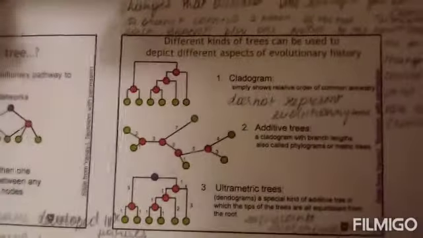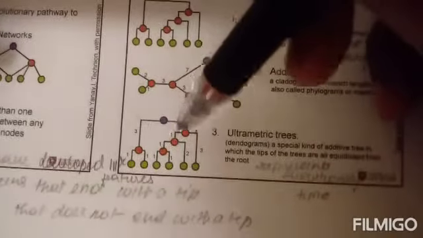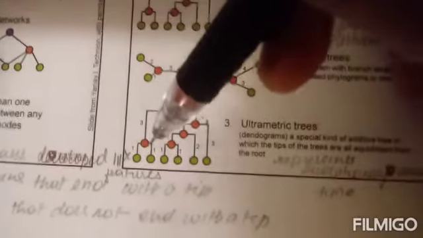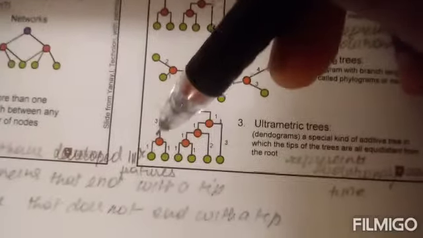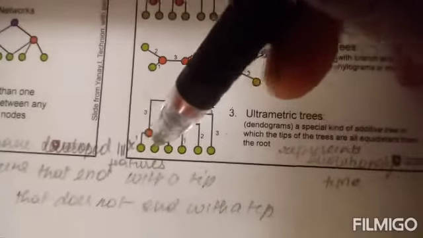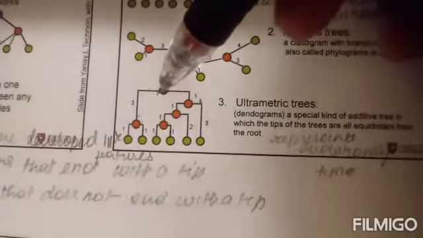So what I'm trying to say is that an ultrametric tree is a special kind of additive tree in which the tips of the tree are all equidistant to the root. The tips are equidistant to the root. These are the internal branches, and these are the external branches, which end with a tip. These are the branches which do not end with a tip, and these are the branches which end with a tip. For this particular node, this is a tip. For this node, this is a tip.